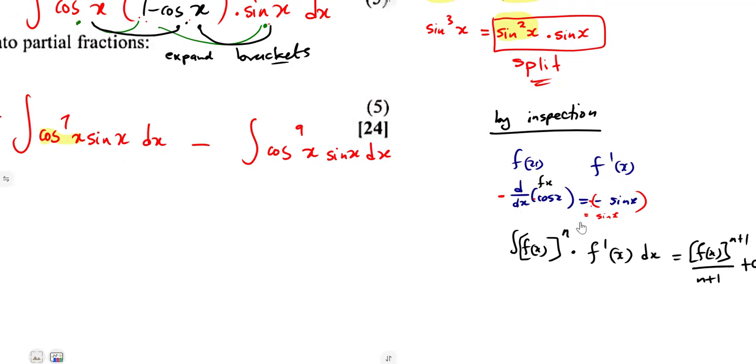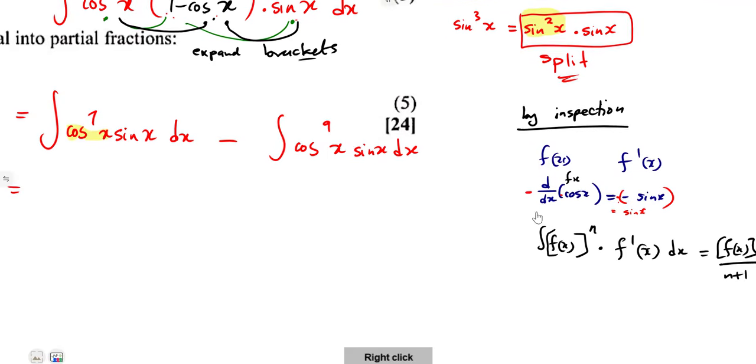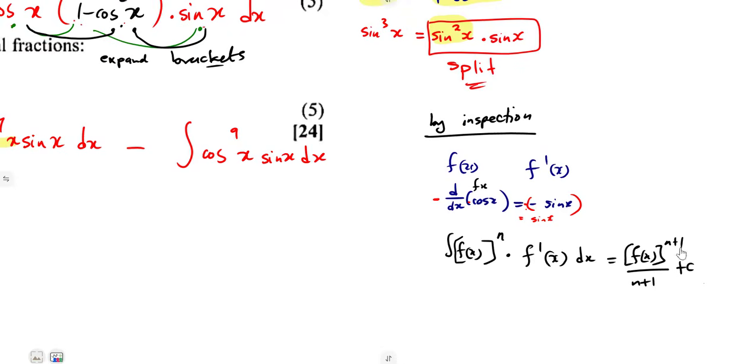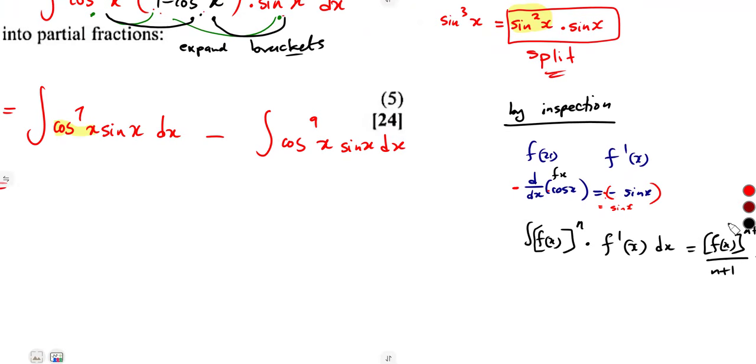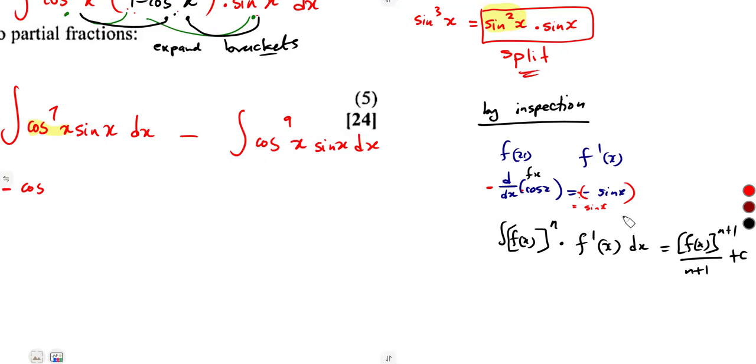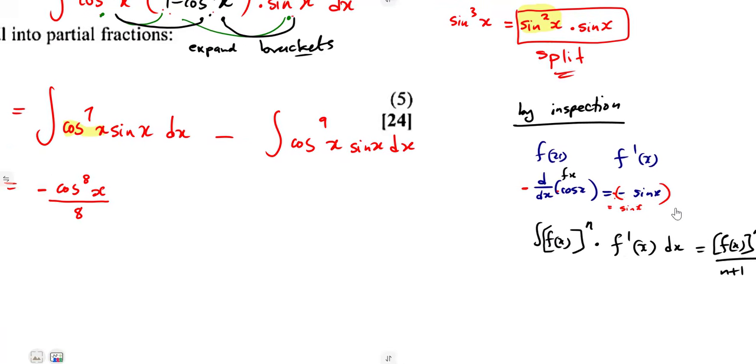So this is the idea. Using this formula, it is going to give us f of x to the exponent of n plus 1. Our f of x is minus cos. So that's minus cos to the exponent of 8, you add. Remember, this is n plus 1, so that's plus 1, which is 8, to the exponent of 8 over n plus 1, which is over 8. So we have used the inspection method in our case.